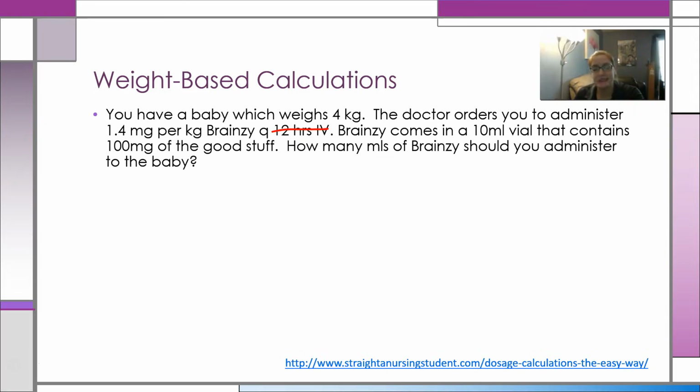Note that Brainsy is not a real drug. Wouldn't it be lovely if we could just inject things and make us smarter without having negative consequences? That'd be fabulous. Super fabulous.